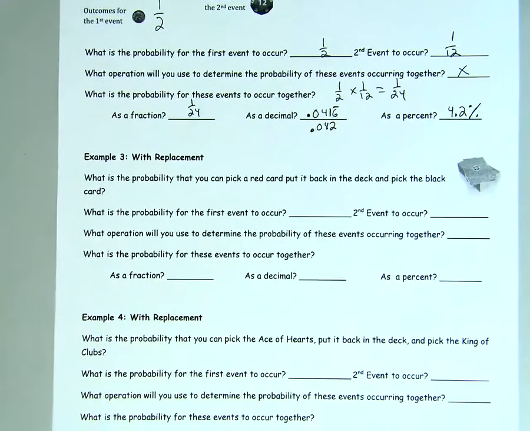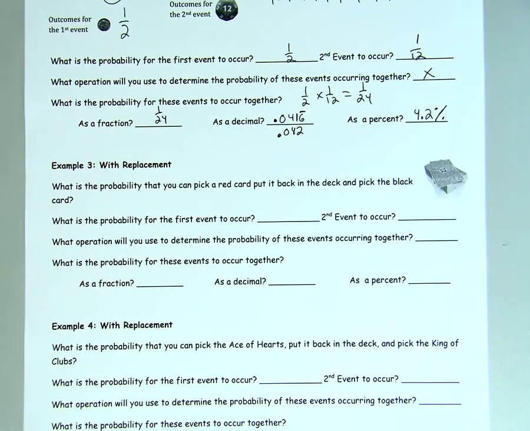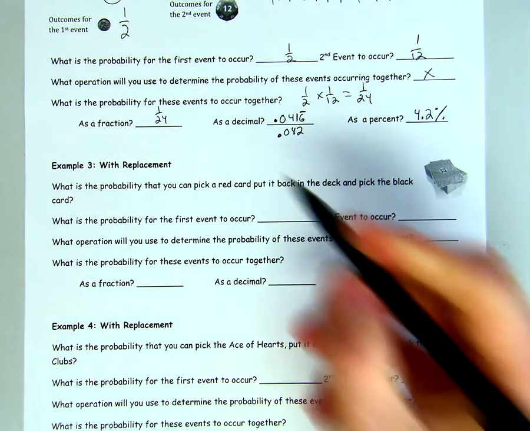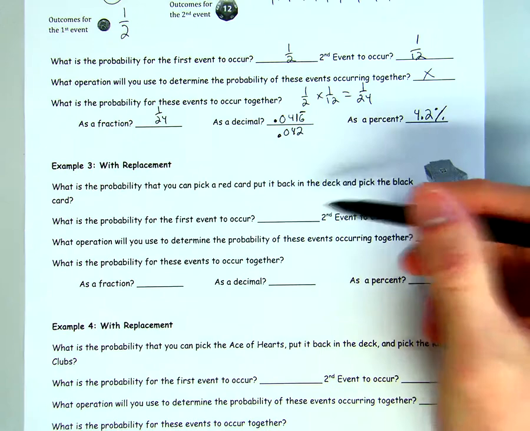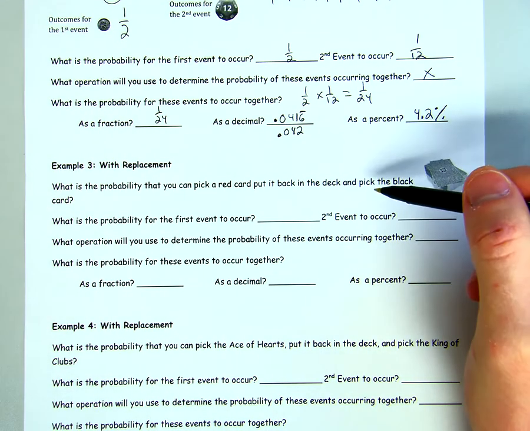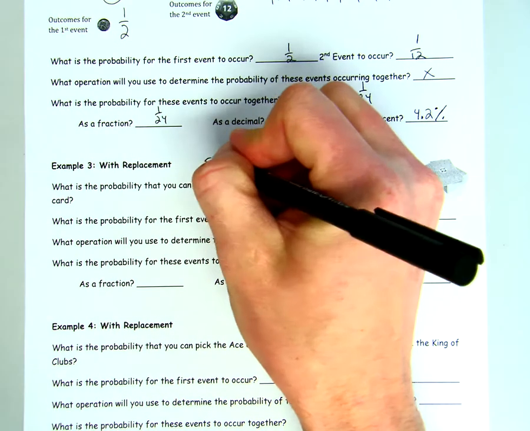My next one, for example 3, is what is the probability that you can pick a red card, put it back in the deck, and pick a black card? So I'm going to be replacing it. Unlike my dependent events, my independent events, I'm replacing it. So if I remember about a deck of cards, I have 52 cards.